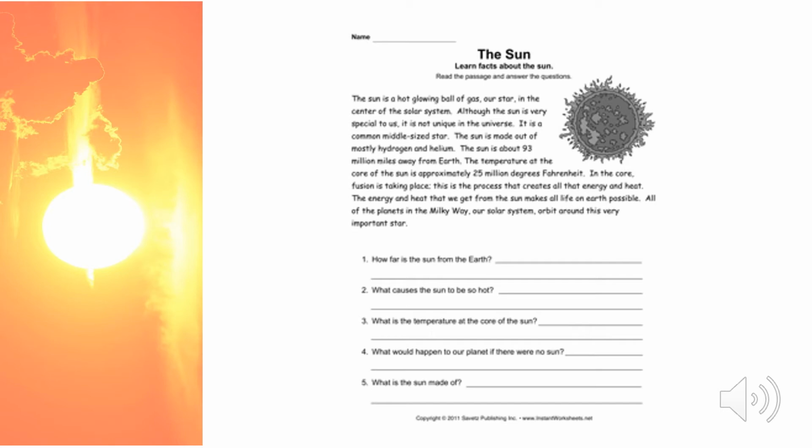Students will then answer these 5 questions. How far is the sun from the earth? What causes the sun to be so hot? What is the temperature at the core of the sun? What would happen to our planet if there was no sun? What is the sun made of? These questions can all be found in the reading comprehension worksheets. The teacher will then review the answers with the students.